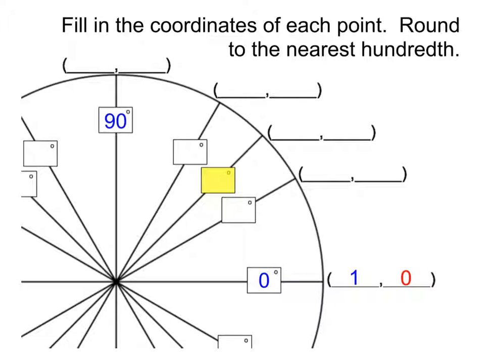Next up, what about this one? Well, you'll notice that it's exactly halfway between 0 and 90. 45. Okay, so half of 90 then is 45. So that's going to be 45 degrees. But then what about these other two? How can we know those? Well, those are actually breaking our circle up into even pieces.